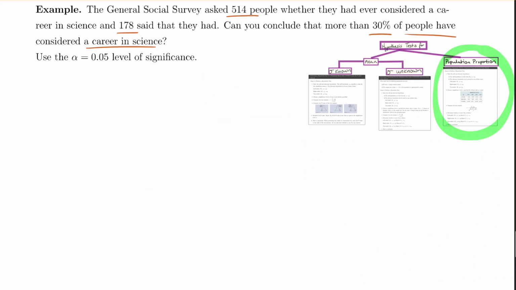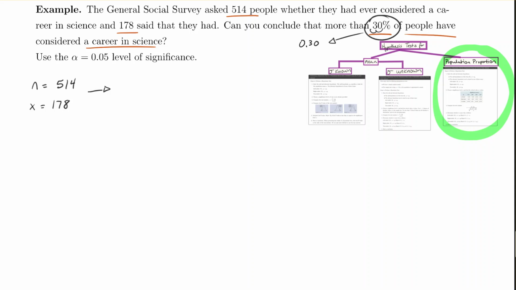Now, first things first, we extract the key bits of information from the problem. So first, I see that I've got a sample of 514 people. Of those sampled, X had the characteristic we cared about, specifically for this problem, considering a career in science, so 178 is that value. Now, my 30%, I know I need to change that percentage to a proportion. Move the decimal place over twice. This 0.30 is the proportion we're looking at in the general population that we're curious about.